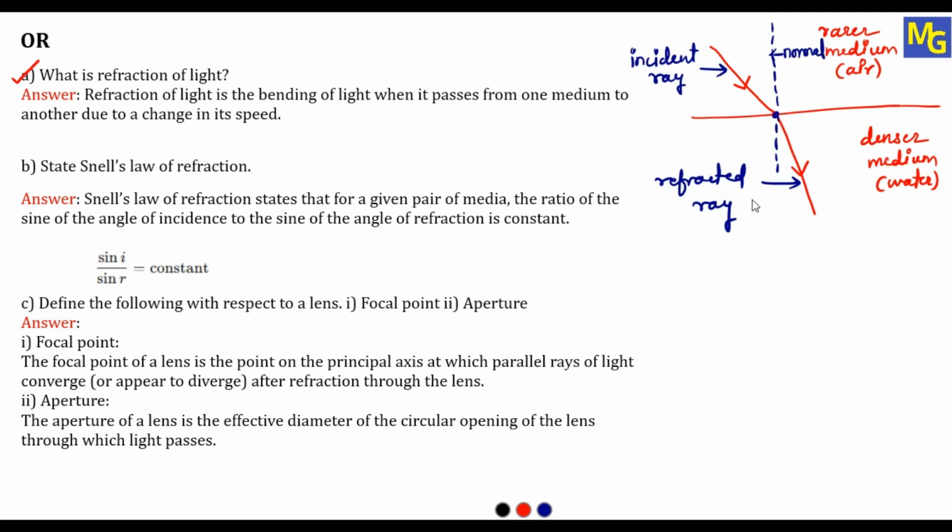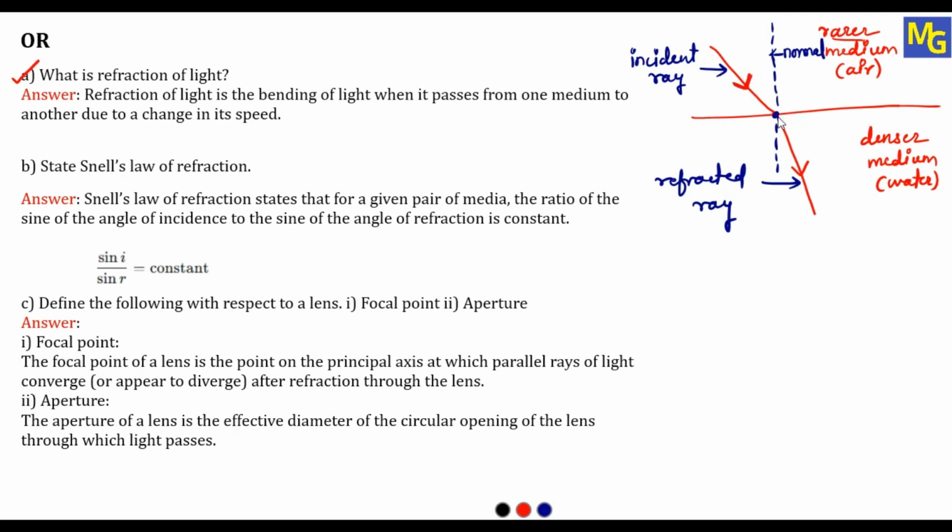I hope you are understanding. This is normal. So whenever the light travels from one medium to another medium, it changes its direction and that is due to change in the speed. Such phenomenon is called as refraction. Now you can ask why it is changing the speed. Very simple. See here, it is rarer medium. Rarer means there will be much amount of space in between the particles. So this ray will get a high speed.